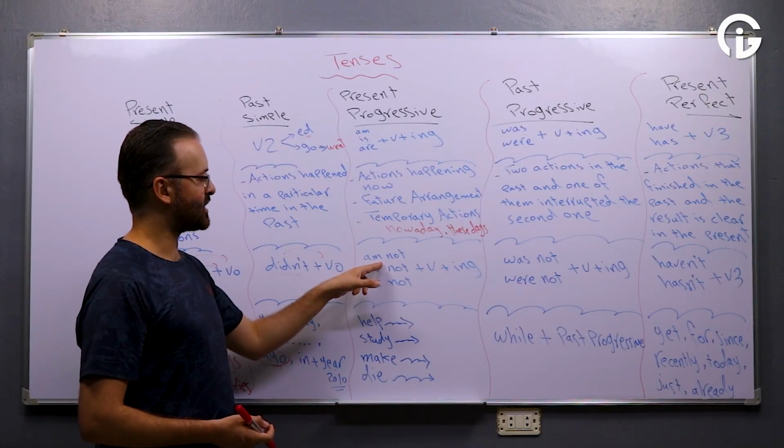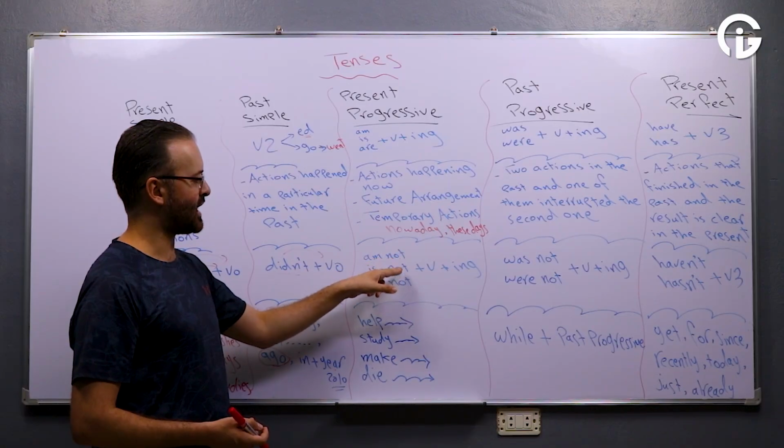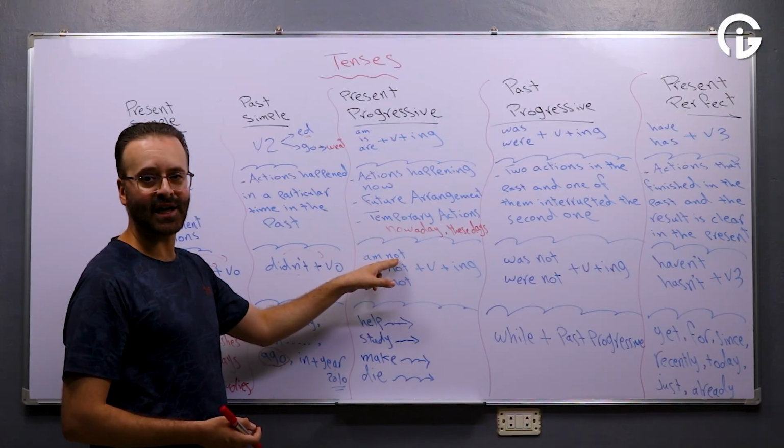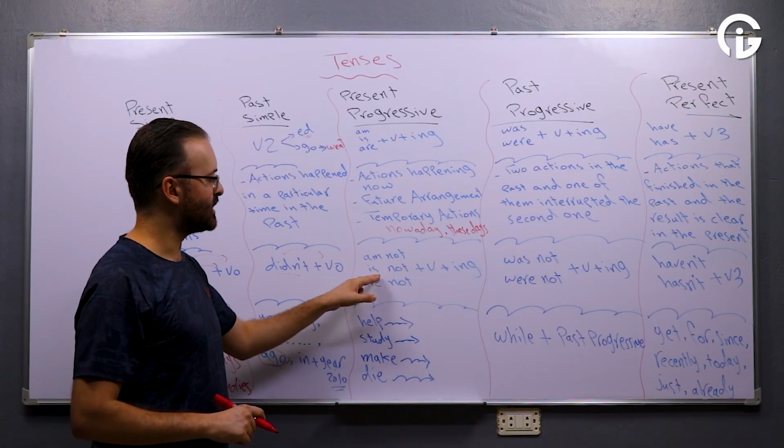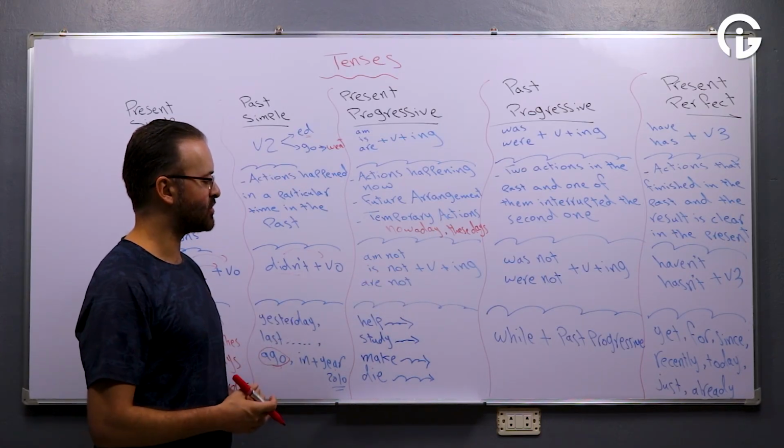Don't forget that the negative form is just adding not. I'm not. And we can't say amn't. Amn't, it's incorrect, be careful. Is not or isn't, are not or aren't.